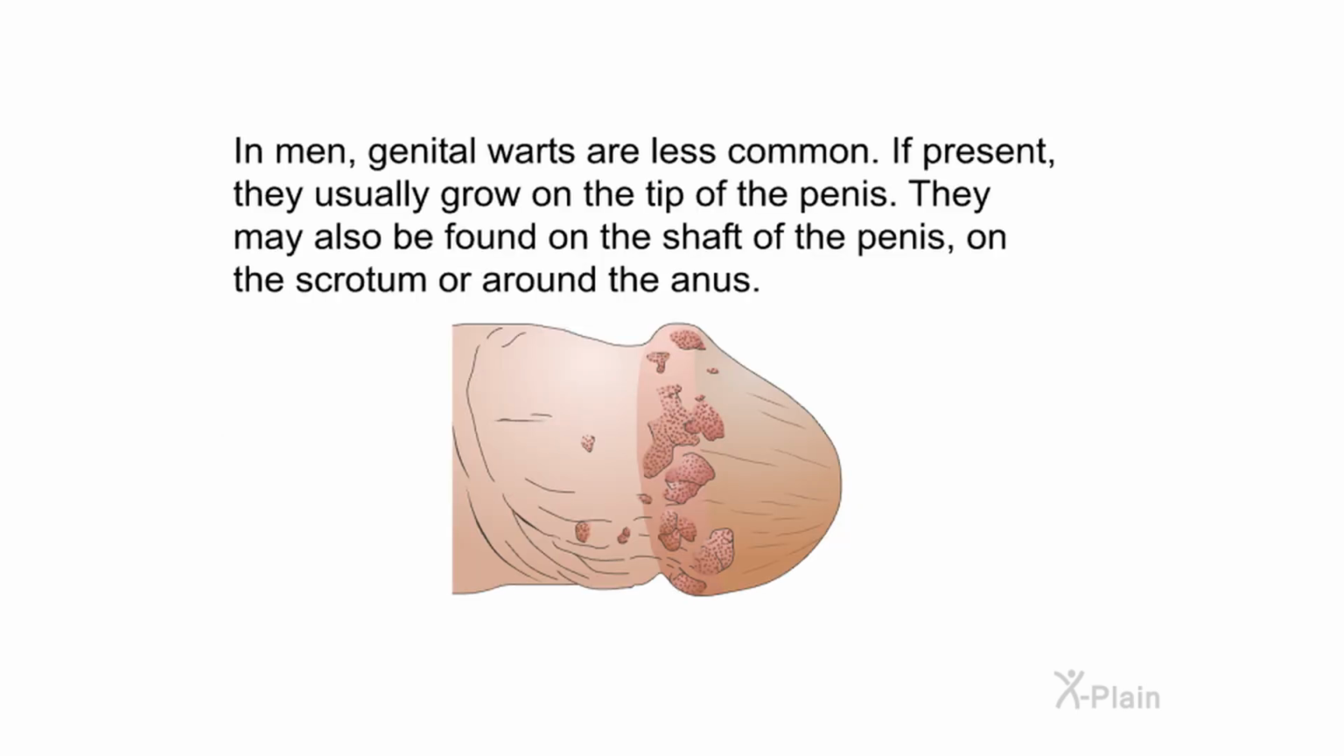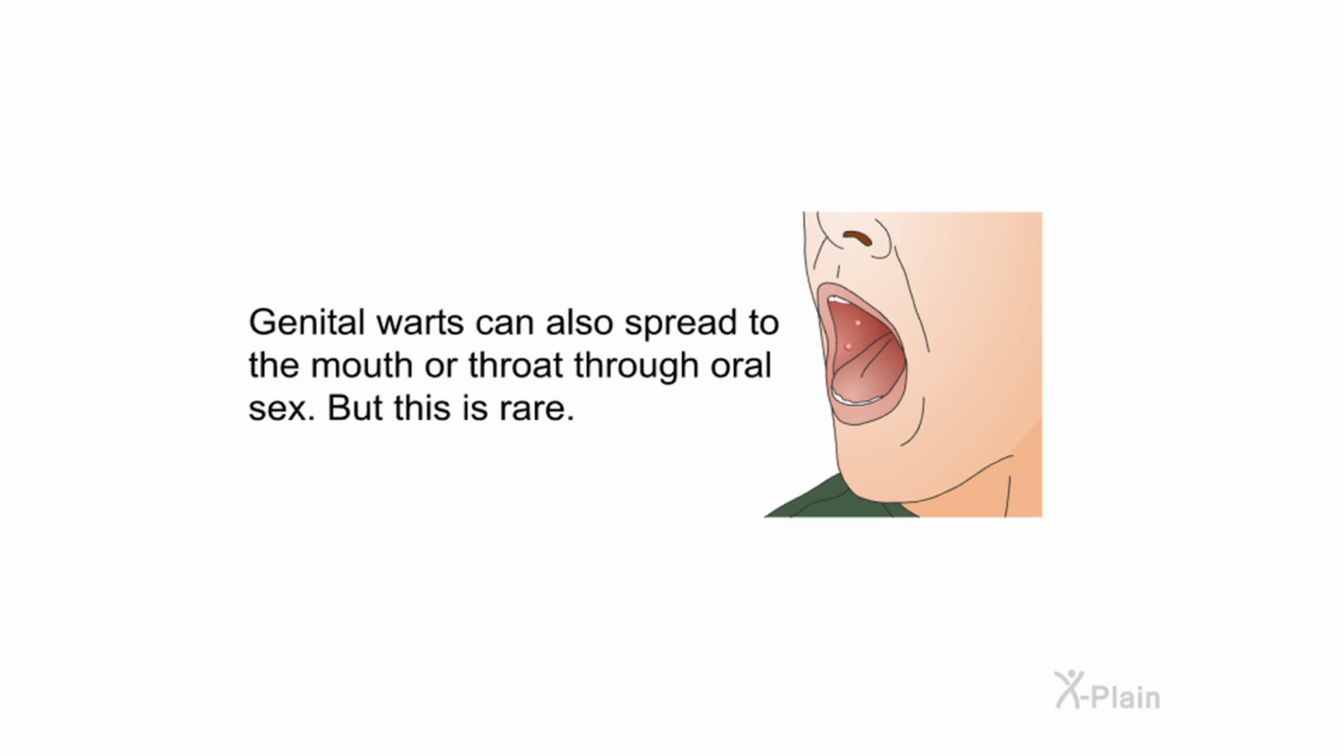In men, genital warts are less common. If present, they usually grow on the tip of the penis. They may also be found on the shaft of the penis, on the scrotum, or around the anus. Genital warts can also spread to the mouth or throat through oral sex, but this is rare.